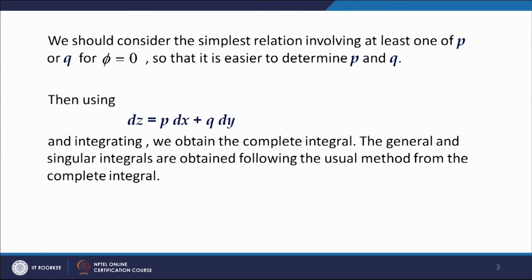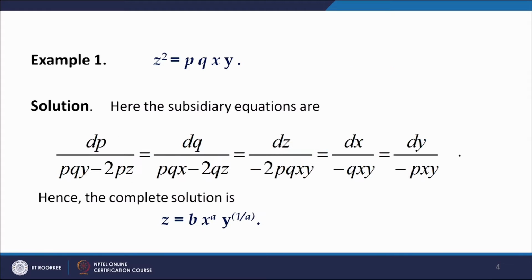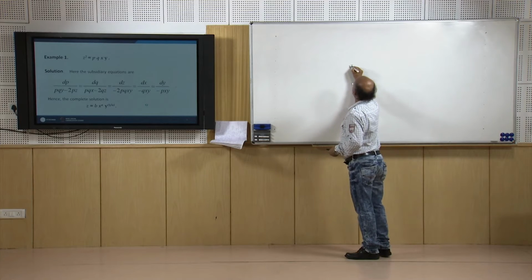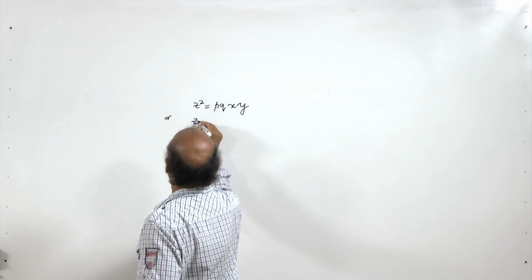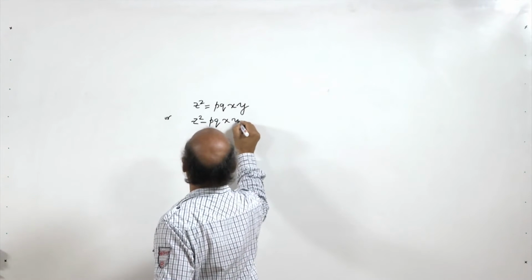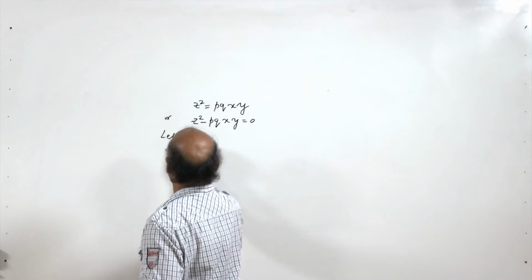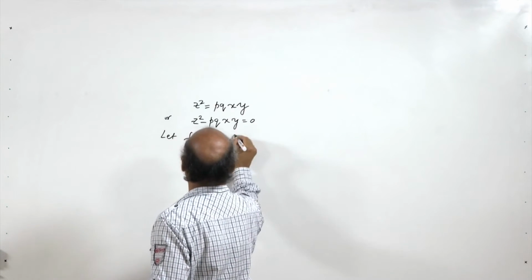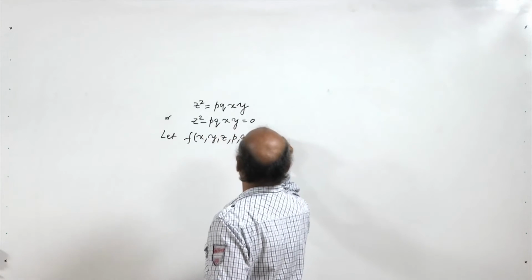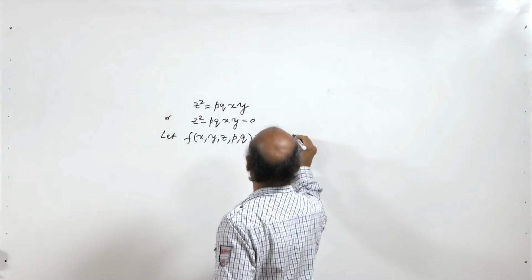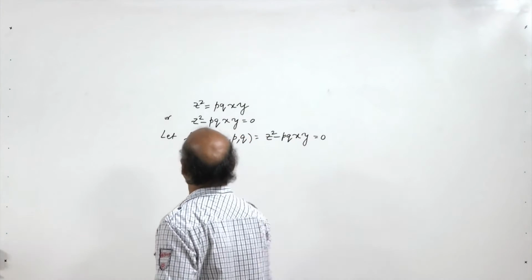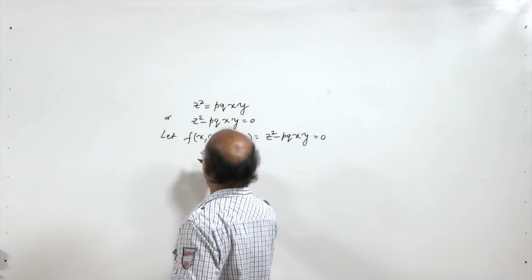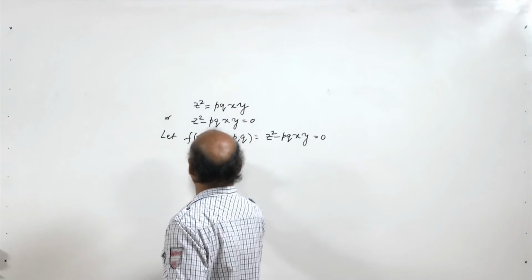Let us look at the first partial differential equation of first order, which is nonlinear, z square equal to p q x y. So here we may write this equation as: let f(x, y, z, p, q) be equal to z square minus p q x y equal to 0. Then we can find the partial derivatives of f with respect to x, y, p, q and z. So partial derivative with respect to x, let us find first.